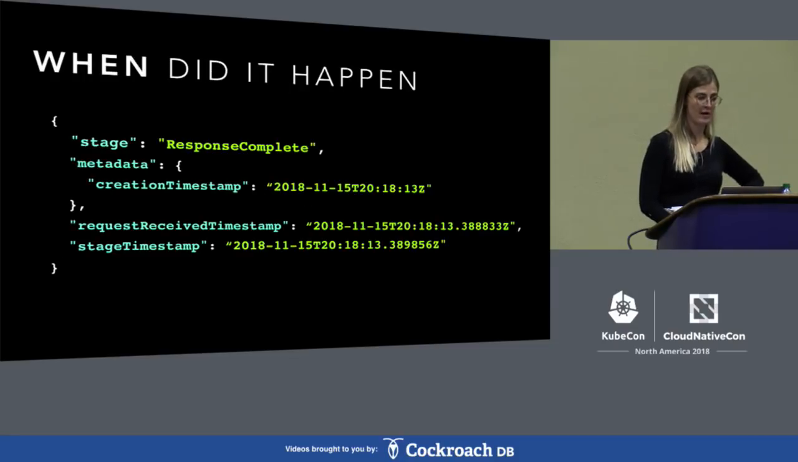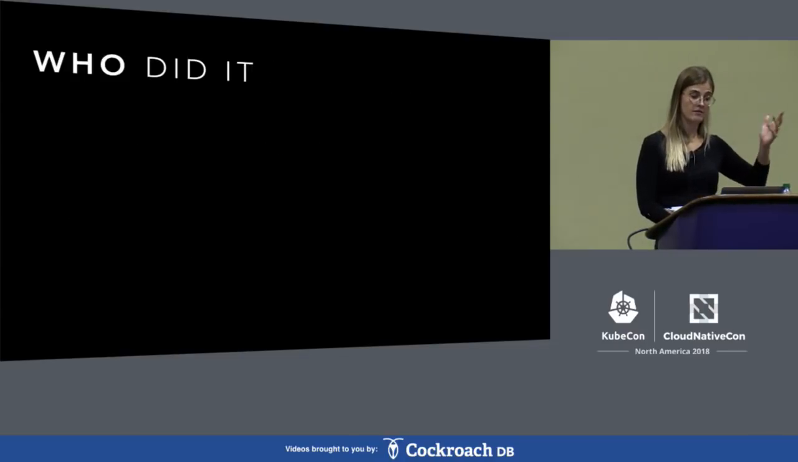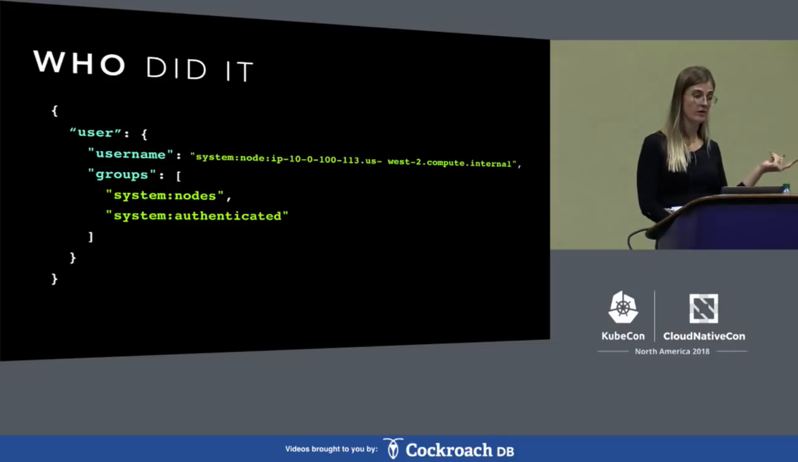We got a lot of information about when it happened. We get a bunch of timestamps about the current stage it's in, when it was created, when the request was received, and we also know the stage of the audit log. Who did it? Again, a lot of insight here. We get a user and a username and what groups they're a member of.